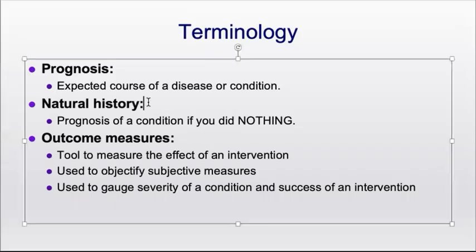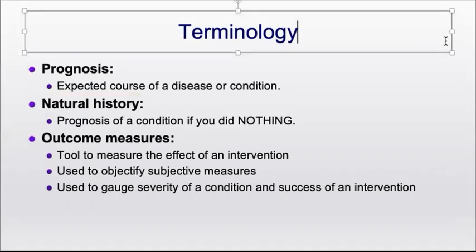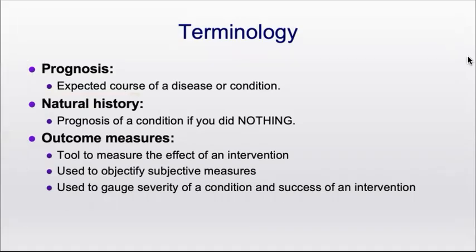Natural history refers to the prognosis if you did absolutely nothing. Okay. If you didn't do any rehabilitation, when would this injury be better? That's essentially what natural history looks at. And now natural history can refer to full recovery. It can also refer to partial recovery.